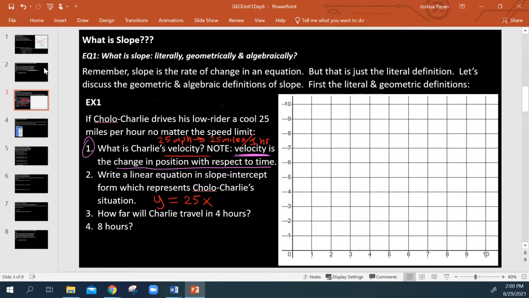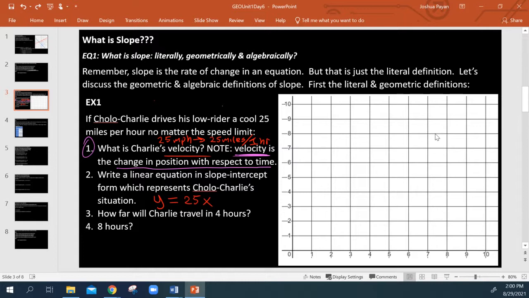I didn't even put a graph on here. I didn't even put a question for me to graph it, so I don't know why I put this on here. I think that was just a goof. But what this would look like, right? So let's say miles per hour. Let's start it a little bit different.